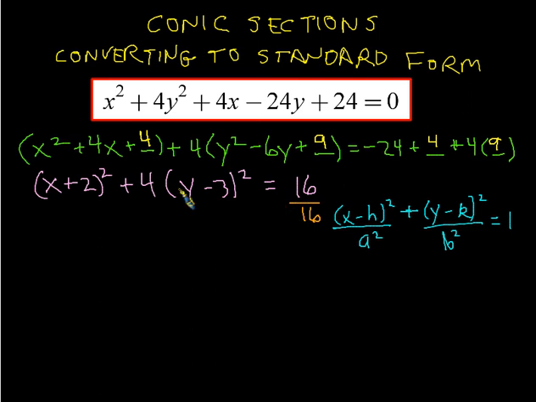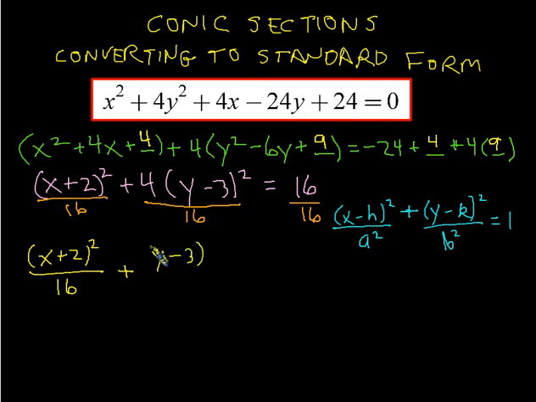And when we have terms, and this is one big term, and this is one big term, we can divide each term individually. So this guy here we'll divide by 16, and this guy here we'll divide by 16. And then in the end, let's go ahead and clean this up. So this will be x plus 2 quantity squared over 16, plus, this 4 and this 16 cancel, so that's going to be y minus 3 quantity squared over 4, and then that equals 1.